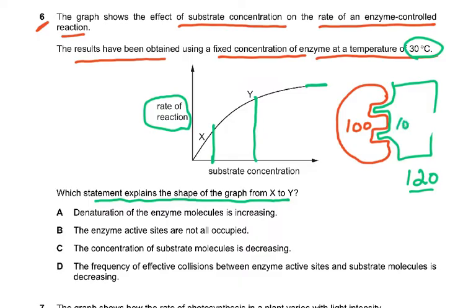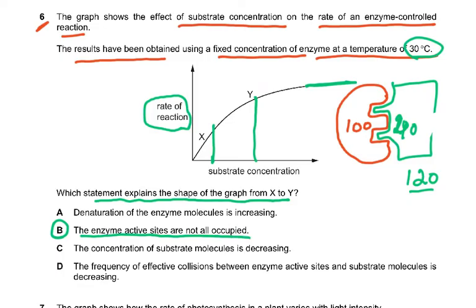First they were 10, then they were 20, then it was 40. So it is still here in this situation, it's still not 100, because then it will level off if it becomes 100, because the rate of reaction will become constant, right? So that is why the answer is B. The enzyme active sites are not all occupied.